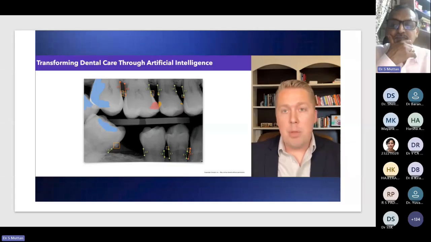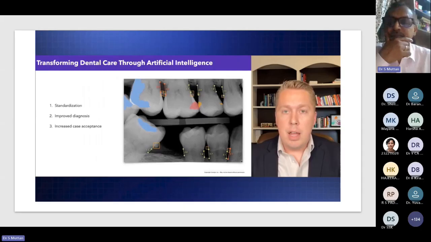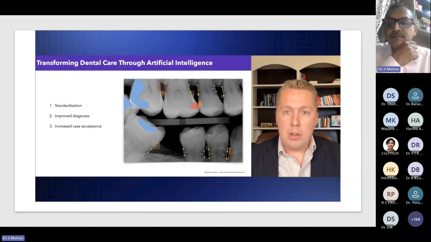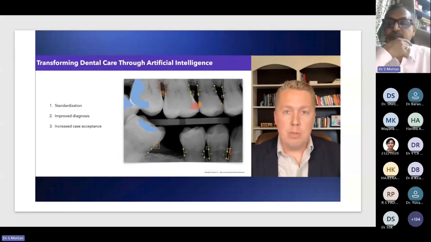I'd like today to talk about 3 areas where artificial intelligence is really impacting dentistry and how it's going to really change how you deliver dental care in your practices. So the first one I'd like to talk about is standardization. What I mean by standardization is how doctors and clinicians can have a uniform set of objective measurements that they use when delivering dental care.